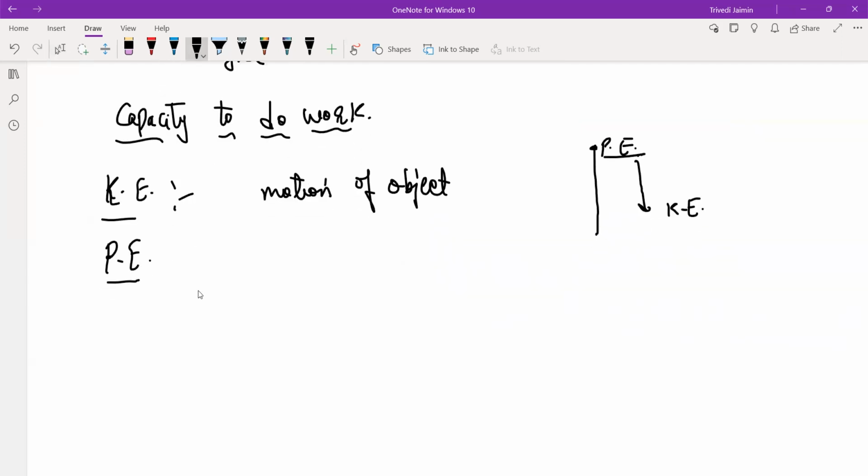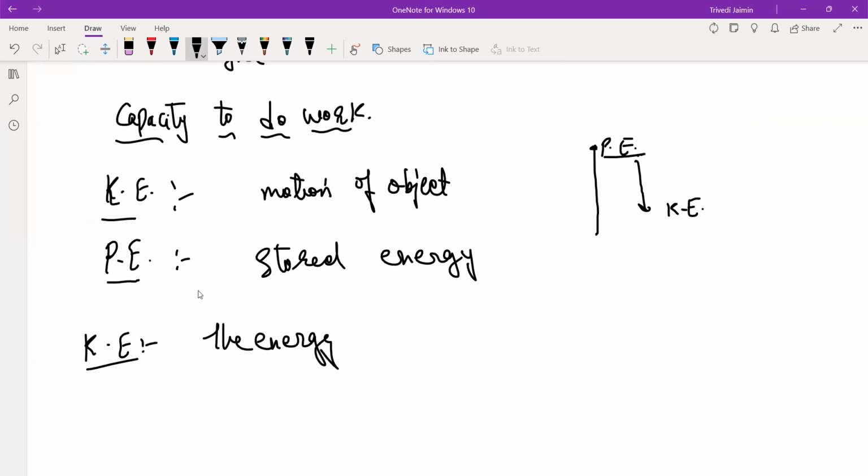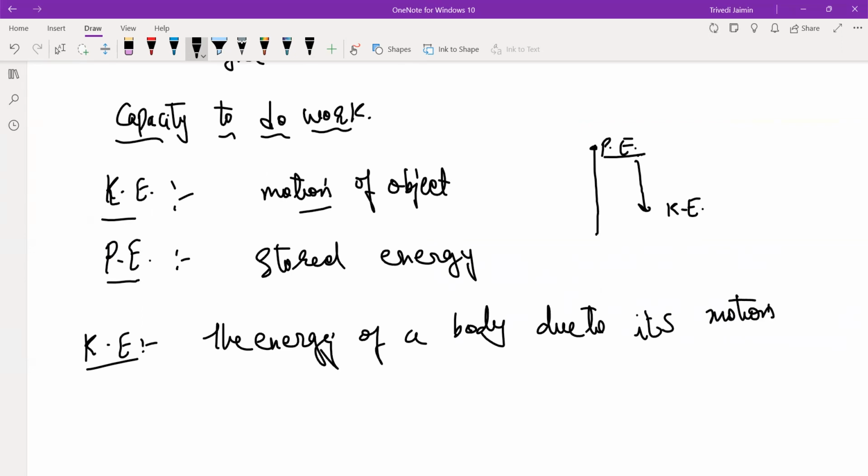So, stored energy, let me write here. Let's write some points about kinetic energy first. The energy of a body due to its motion. That is kinetic energy.